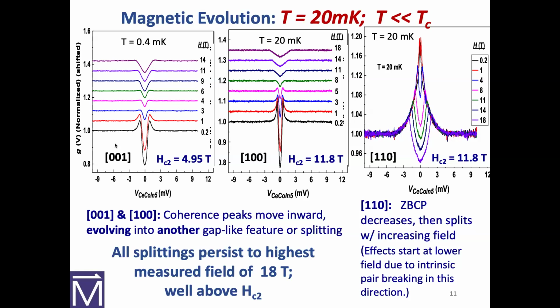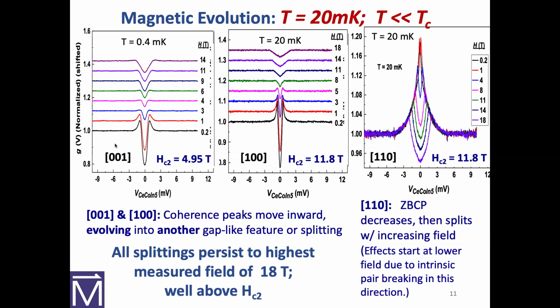This is low temperature and it goes up to 18 Tesla. There's no superconductivity anything above that green curve and above. If we look at the 100 direction, where you have almost a 12 Tesla HC2, then we see the same thing. So we see at low temperature and low field, we see the superconducting gap. And as we start cranking up the Tesla, the gap starts washing out and this linear thing starts coming in. And look at this, there's 11 Tesla, 14 Tesla and 18 Tesla. And we actually do see the same kind of thing in the 110 direction.